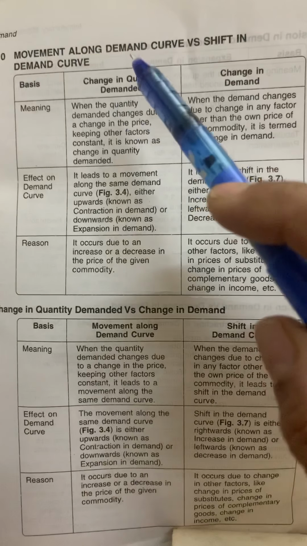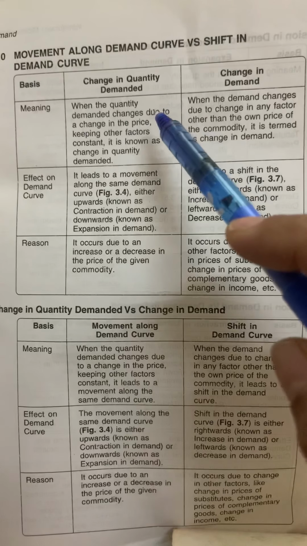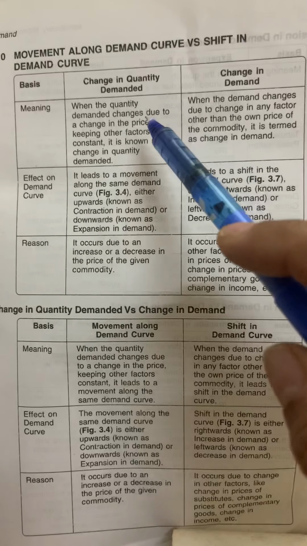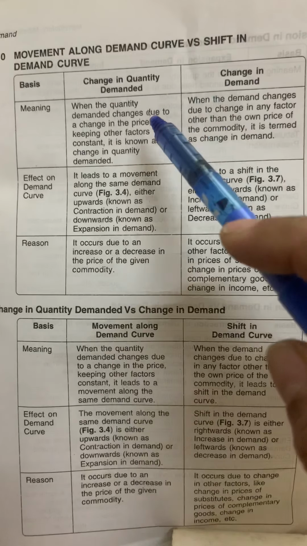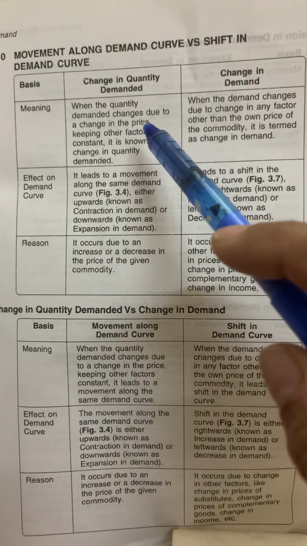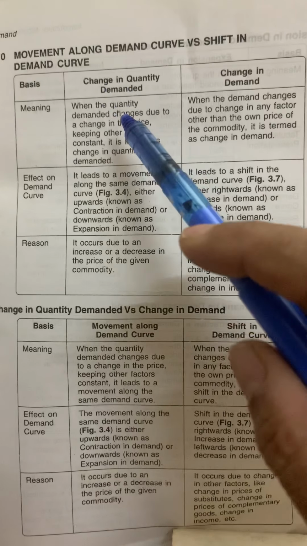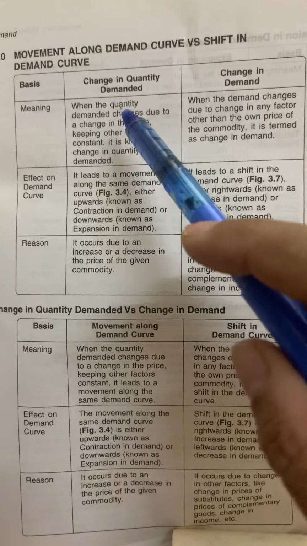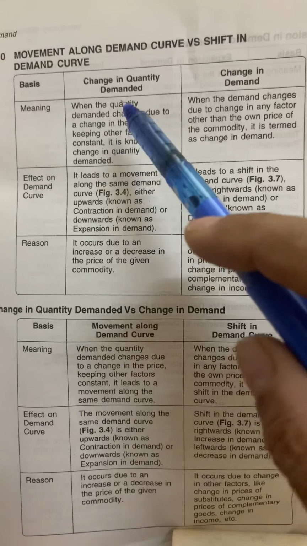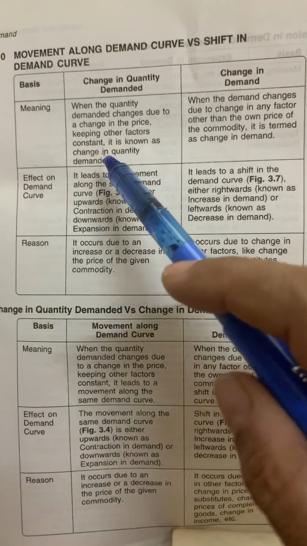Here I would like to again remind you, by other factors we mean price of the substitute commodity, price of the complementary commodity, income of the consumer, taste and preference of the consumer, etc. When demand of a commodity changes due to the change of its own price and other factors are constant, it is known as a change in quantity demanded.